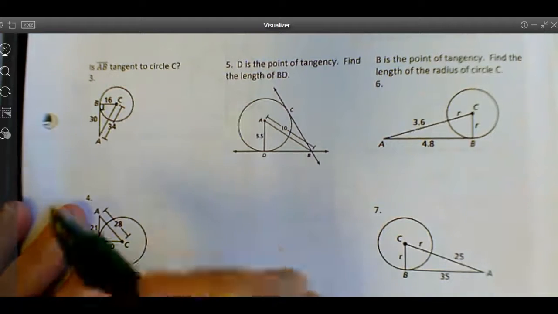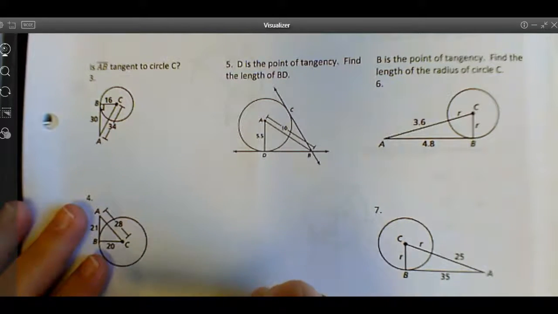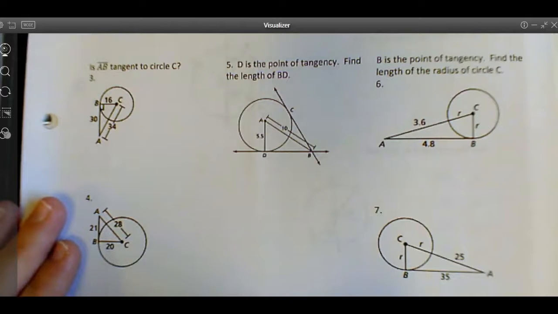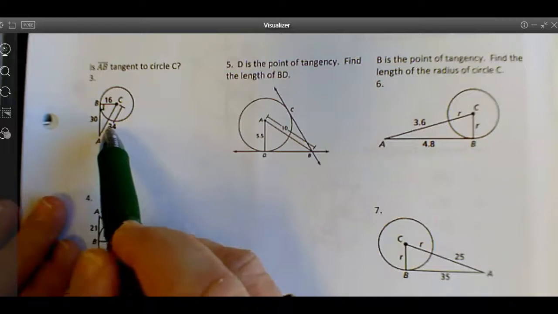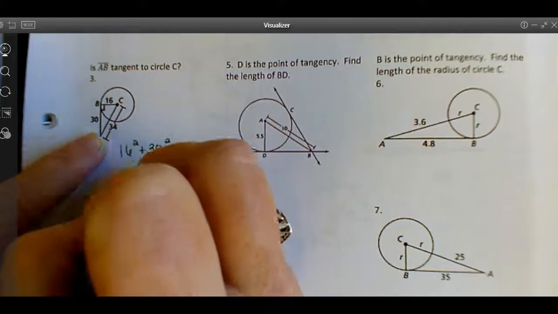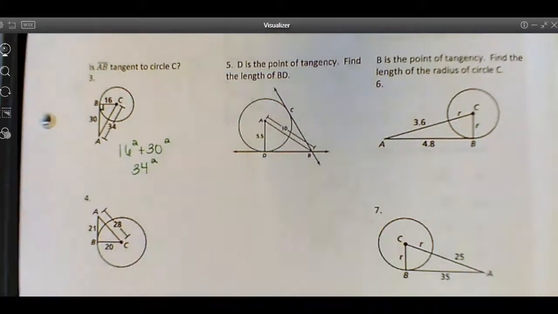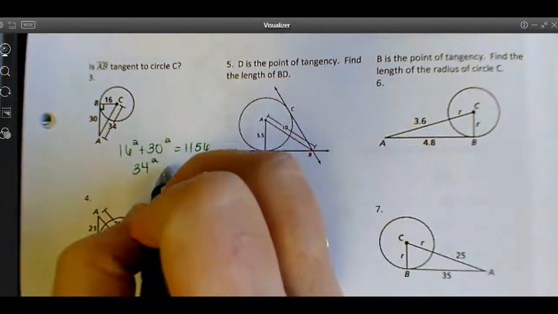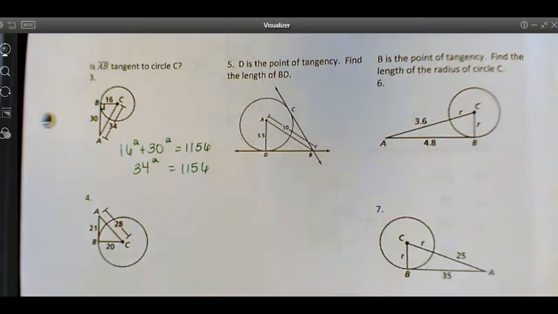If there's a 90-degree angle right there, then the Pythagorean theorem has to work. So you just check to see if the Pythagorean theorem works or not. Across from the 90 is the 34, so that's the hypotenuse. So you take 16 squared plus 30 squared, and you see if that's equal to 34 squared. 16 squared plus 30 squared is 1156. 34 squared is also 1156. So the sides squared equal the hypotenuse squared, and because that is true, the answer is yes. It is a tangent to the circle because the Pythagorean theorem works, which means it is a 90-degree angle.